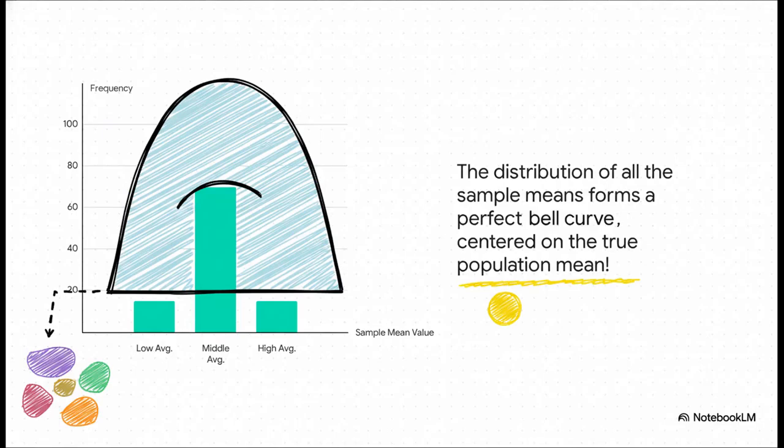And this is where the magic happens. When we plot all of those sample averages on a chart, something amazing takes place. They form a perfect, symmetrical bell curve. And the center of that bell curve, it lines up exactly with the true average of that entire weird population we started with. This is the Central Limit Theorem in action. It means we know the shape of our sample distribution, even when we know absolutely nothing about the shape of the original population.